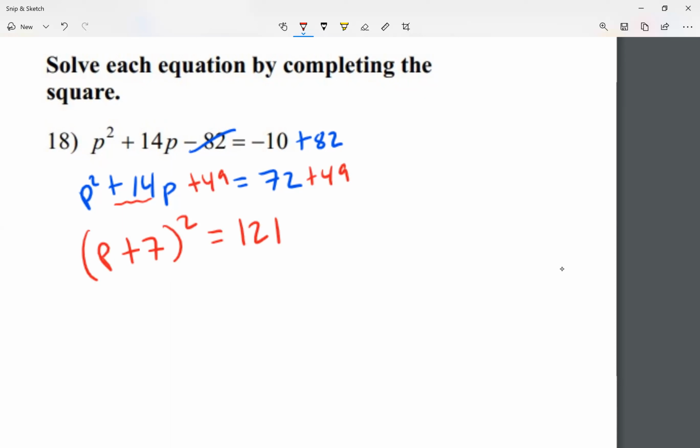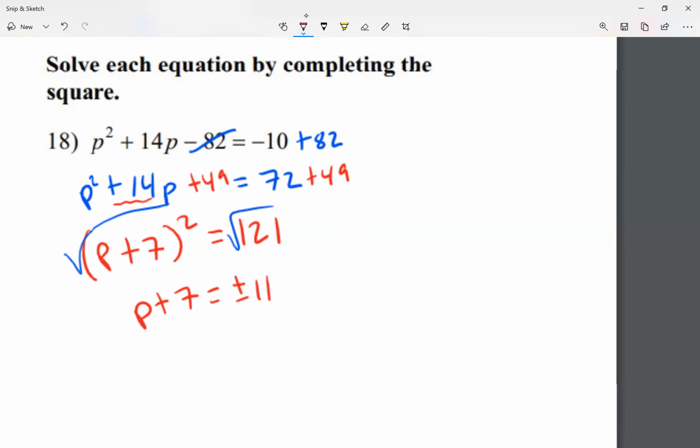So I'm going to solve this by completing the square. I want to get rid of the squared. I want the p plus 7 by itself. I don't want it all squared. The way I undo exponents is with square roots. So I'm going to say p plus 7 is plus or minus 11. Notice I did the square root on each side. So that's why I said p plus 7 is plus or minus 11.